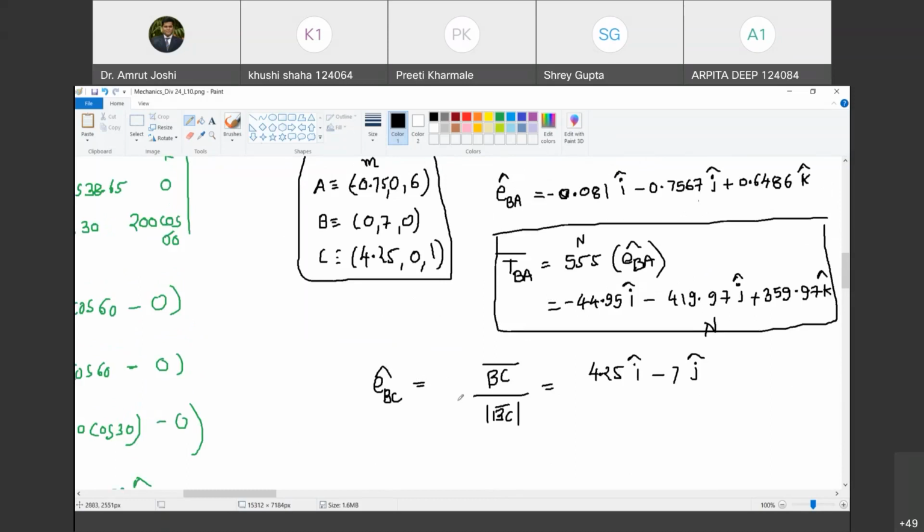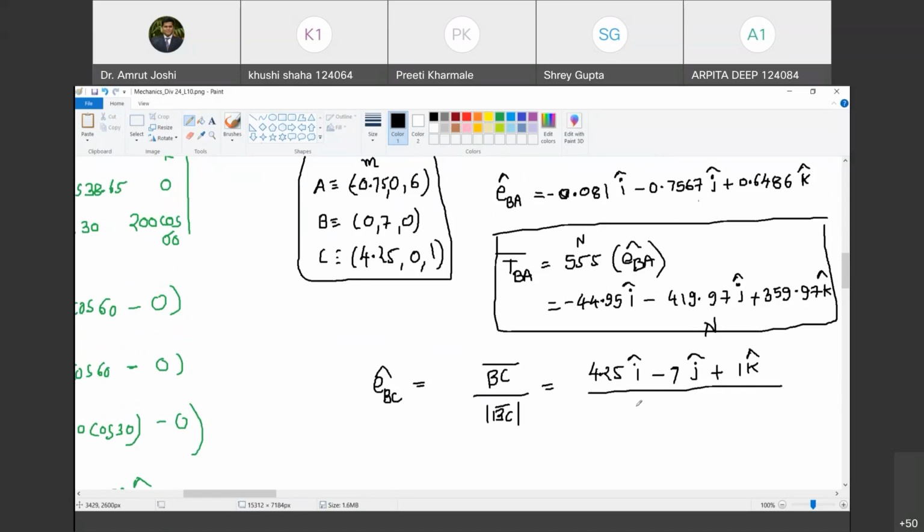Are you with me? Yes, sir. C coordinates minus B coordinates. So 1 K cap. No, plus. When you write down a vector directed from B to C, it is coordinates of C minus coordinates of B. Are you with me? Yes, sir. So 4.25 I cap minus 7 J cap plus 1 K cap is vector BC bar.